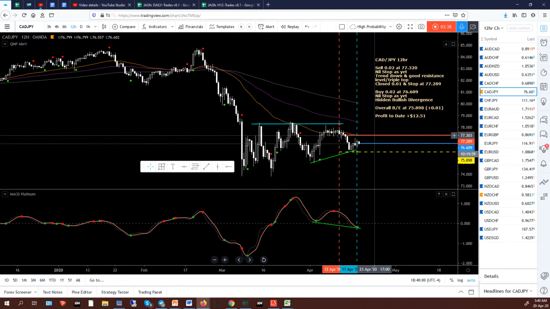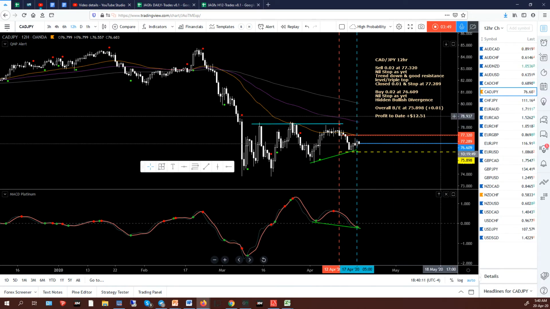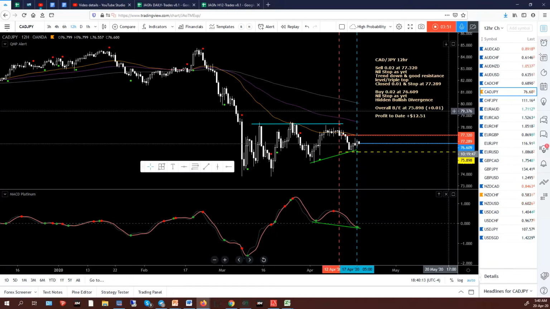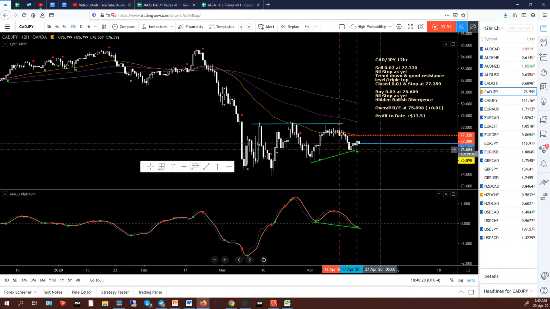However, because I've got a partial sell on, it is a buy signal. There is hidden bullish divergence there, which I love, my bullish divergence. I'm going to take this trade. This yellow line is my overall break even for both trades. So because I'm net positive, plus 0.01, as long as price stays above that yellow dashed line, I can't lose on both of these trades combined.